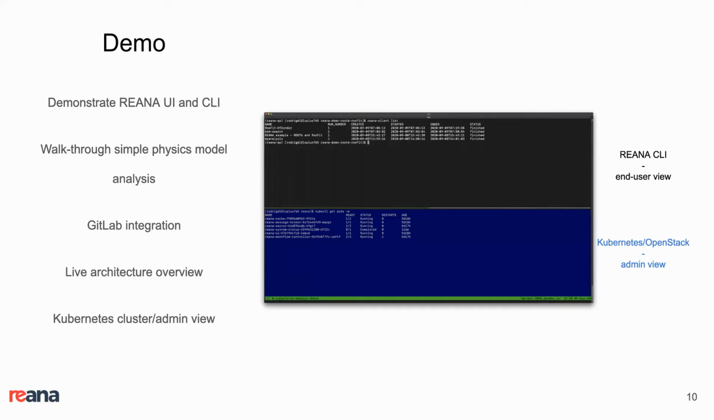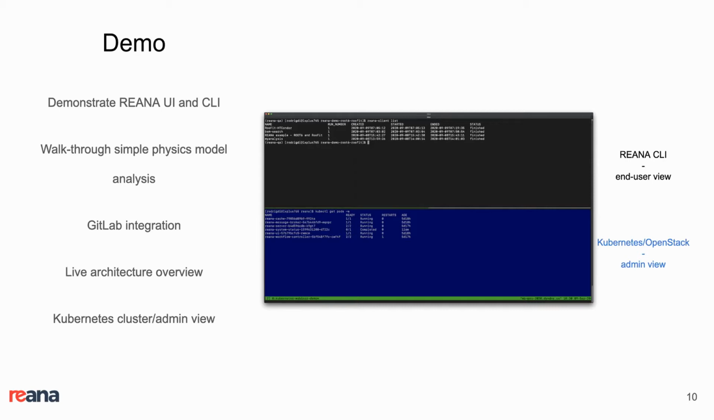So until now, I've been only talking about what we are trying to do. Now we'll go on to a more practical demo of how things look, how the REANA user interface looks, and how the command line interface looks. We'll go through a simple physics model analysis, and we'll see how the GitLab integration works. And along the way, we'll observe how the REANA architecture looks in Kubernetes, and how it evolves during the execution of user workflows.